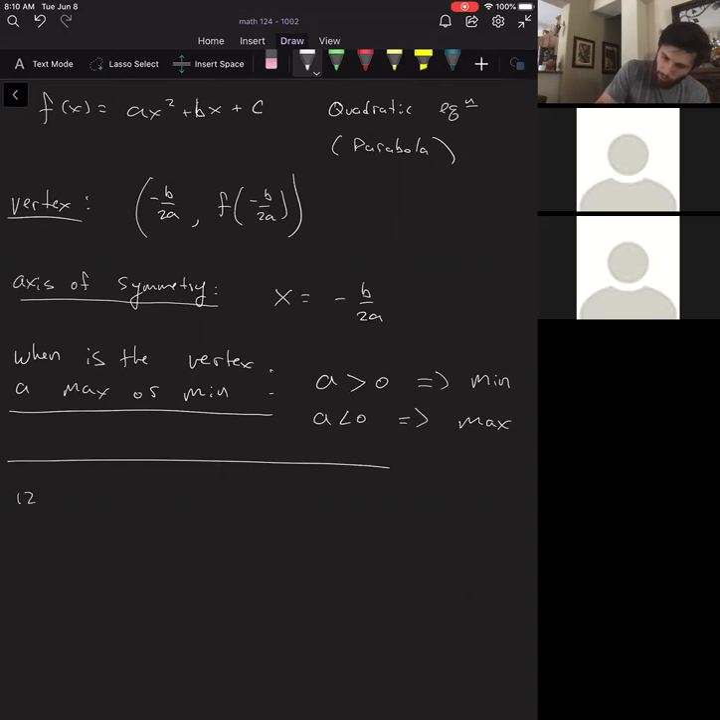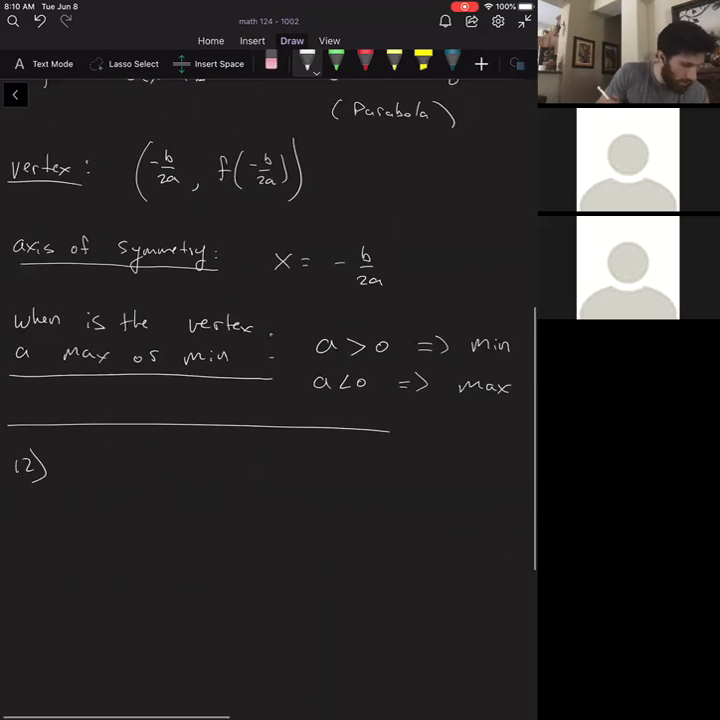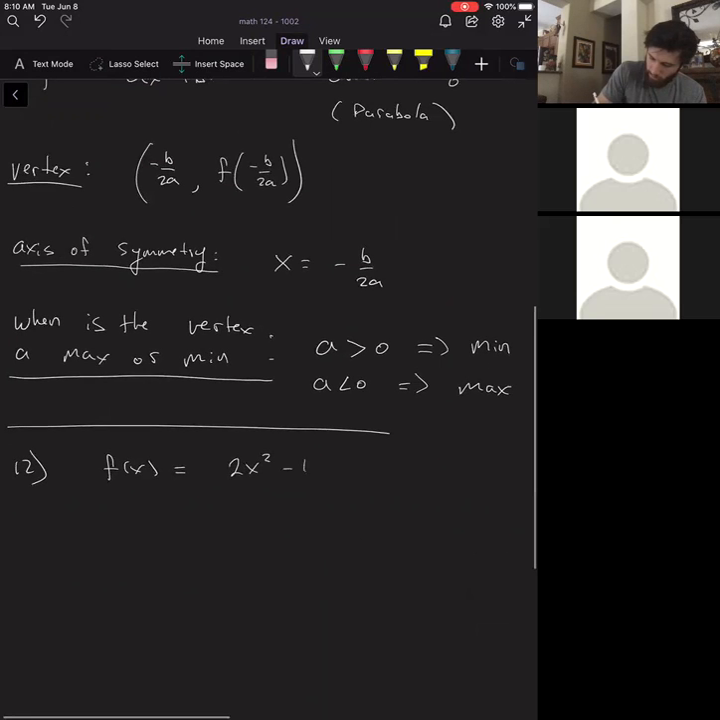So for the following, let's just write this down. Actually, I'm going to do that. So for this one, we're given f of x is equal to 2x squared minus 10x plus 14. And there's a couple of things.